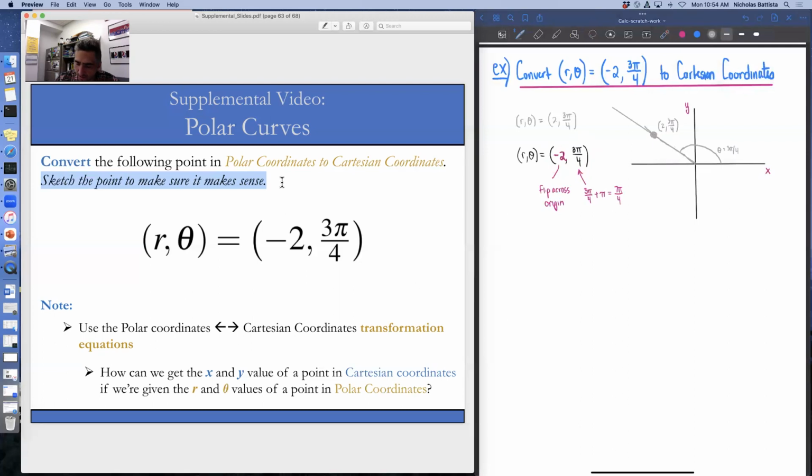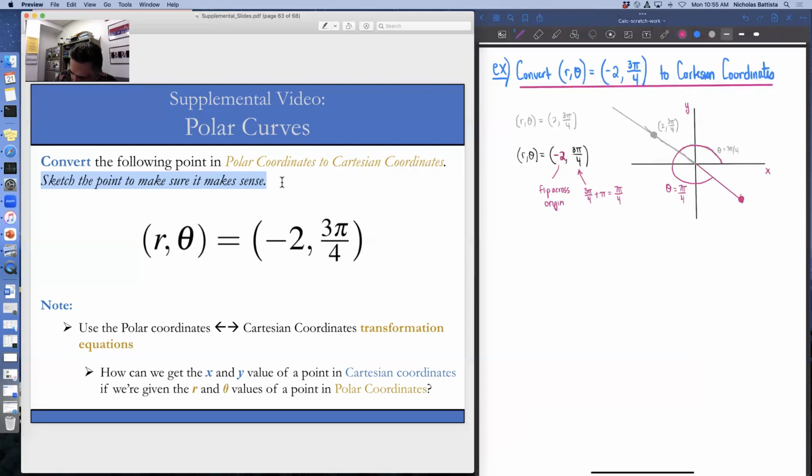The way in which we think about this is we take the point that we had earlier with the positive r value, and we're going to flip this across the origin. We're going to end up now in quadrant 4 instead of quadrant 2. We're still moving a distance of 2 from the origin. However, we are now landing in quadrant 4. And instead of that angle being 3 pi over 4, the new angle, starting from the positive x-axis and moving around, is 7 pi over 4.